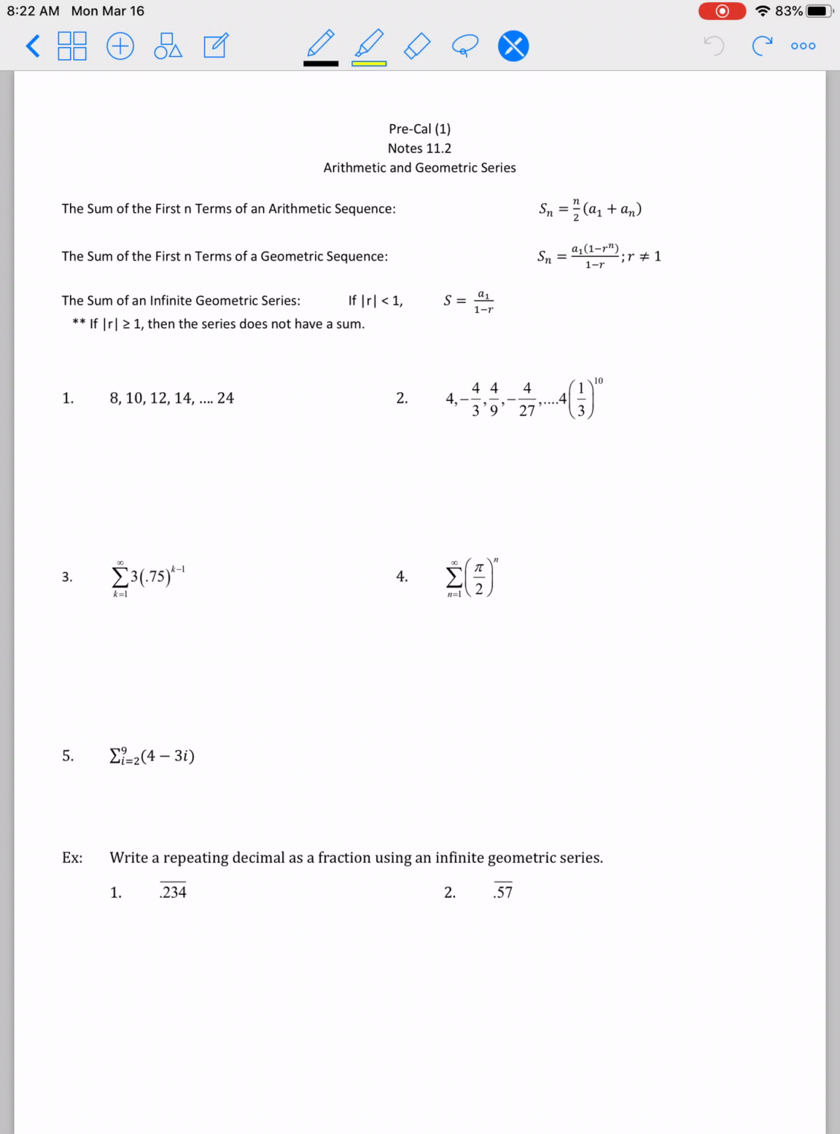So the sum of the first n terms of an arithmetic sequence, the formula is listed here as S sub n equals n over 2 times a sub 1 plus a sub n. Remember, n is the number of terms, a sub 1 is the first term, and a sub n is the last term. So this one is last term known.